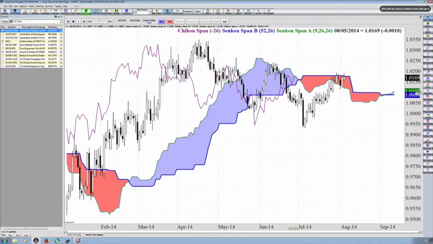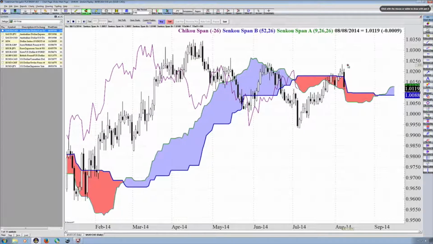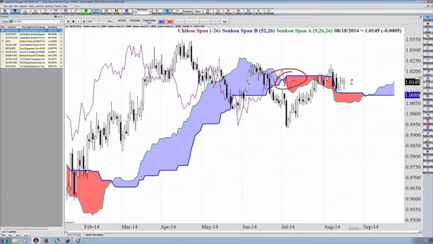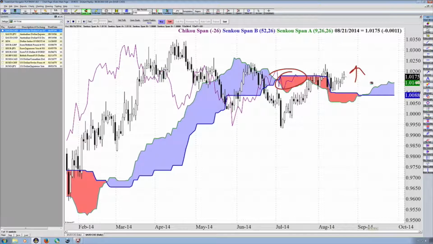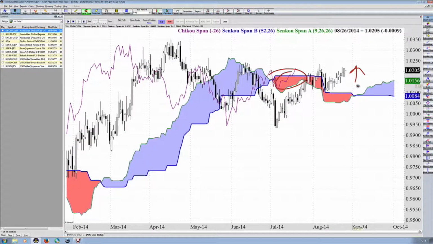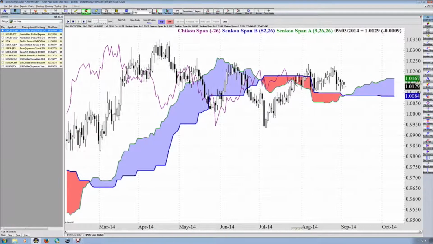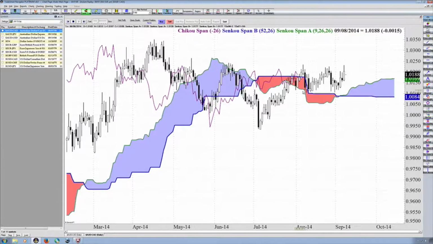Look at how Chikou's just stuck. I mean, it's stuck in the clouds. It's stuck in the price action. The price tries to break out, but Chikou's stuck over here in the clouds. And even though we're above the clouds over here and we're trying to break out, Chikou's just lagging along back here in the middle of the clouds, stuck. That's a really powerful signal.